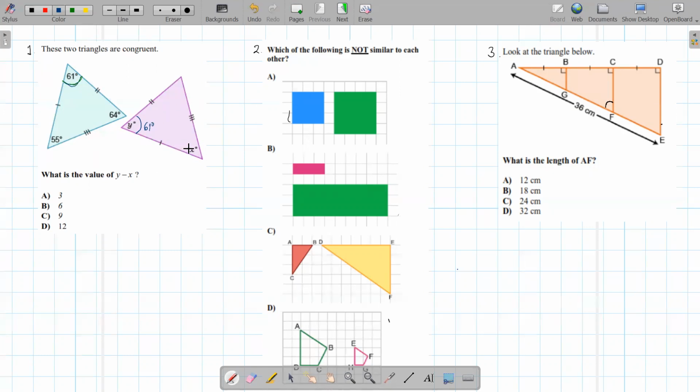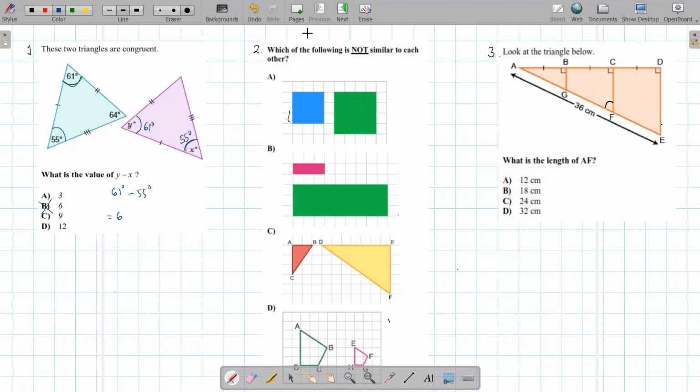Then let's find the angle corresponding to x. So x is between the sides of one line and three lines. Let's find the angle between one line and three lines, and that angle will be 55 degrees, and therefore x is equal to 55 degrees. And therefore the value of y minus x is 61 degrees minus 55 degrees, so that will be 6. So the correct answer is B.